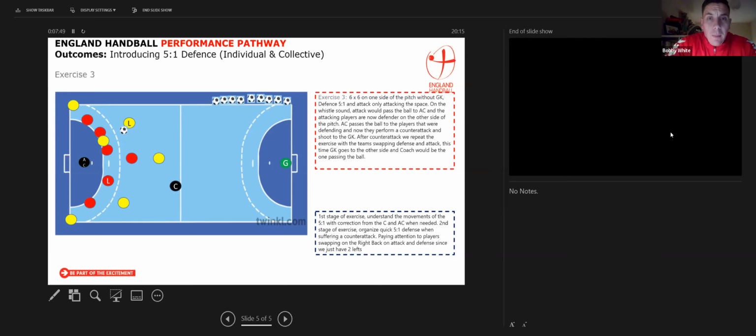Okay, I'm keen to understand that. So the red team would go to counter attack. The yellow team would try to return quickly to a 5-1 defense. Yeah.